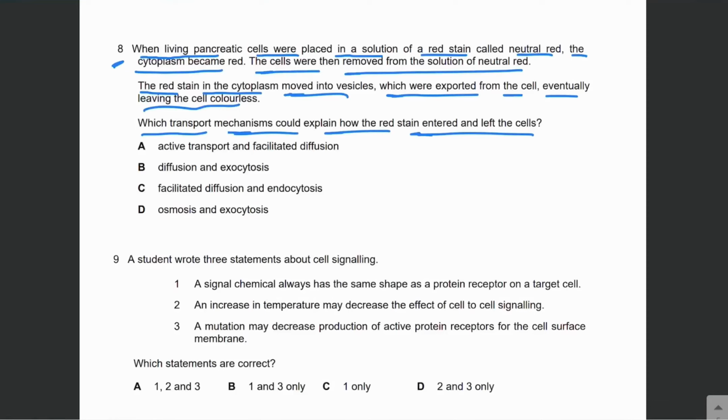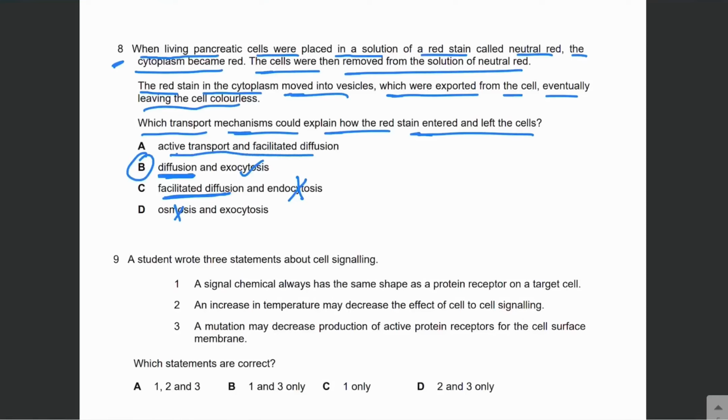So guys, most probably the red stain has entered the cell by diffusion, right? It cannot enter by osmosis, right? It could enter by diffusion, or maybe facilitated diffusion, and it moved out of the cell by exocytosis because it was in the vesicles, right? And vesicles are transported out of the cell by exocytosis and not by endocytosis. So the answer will be B.